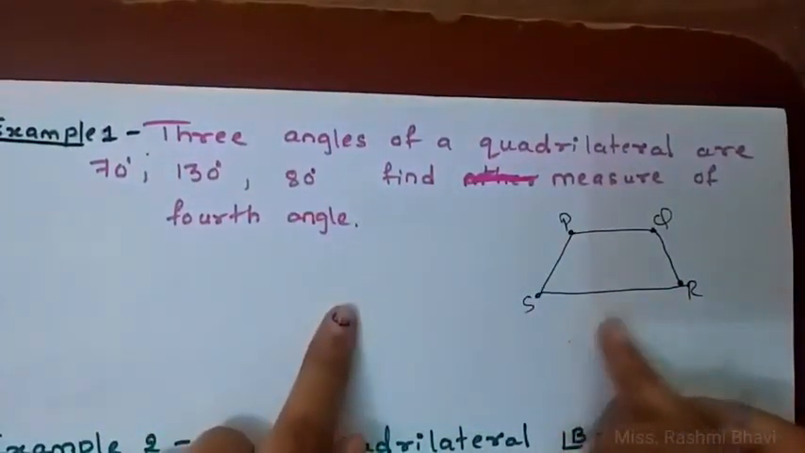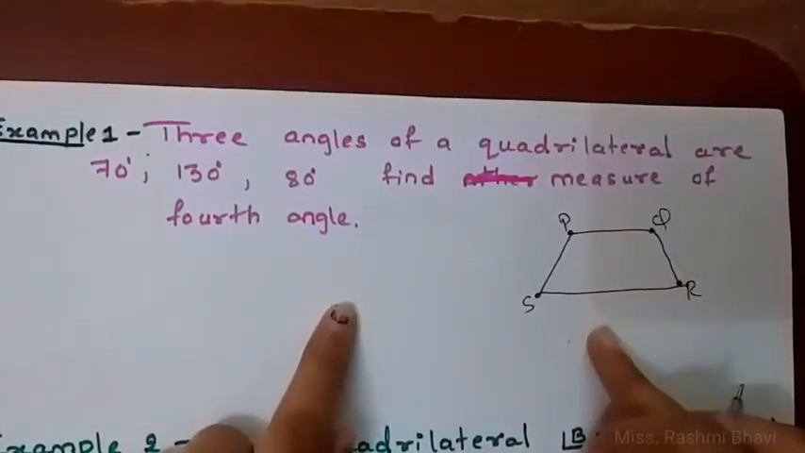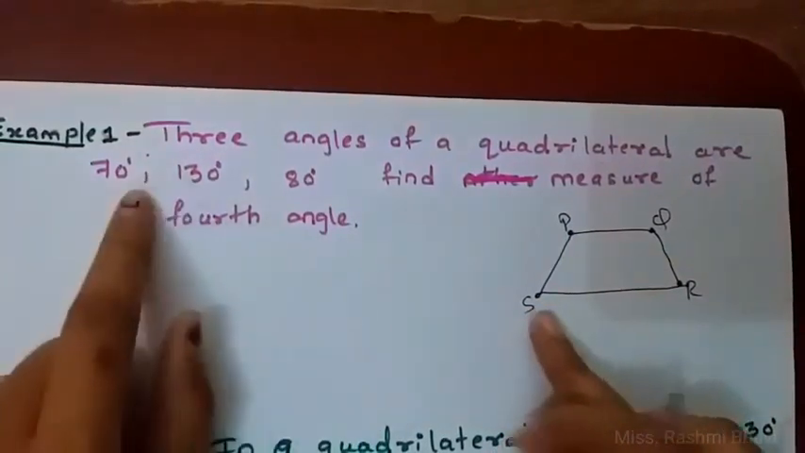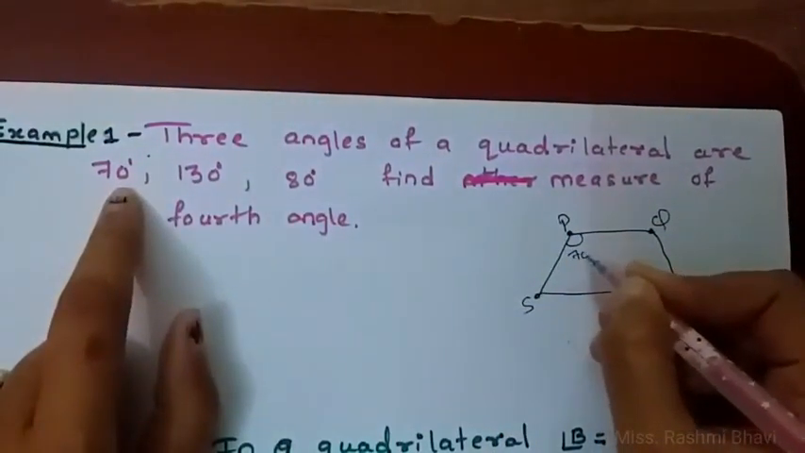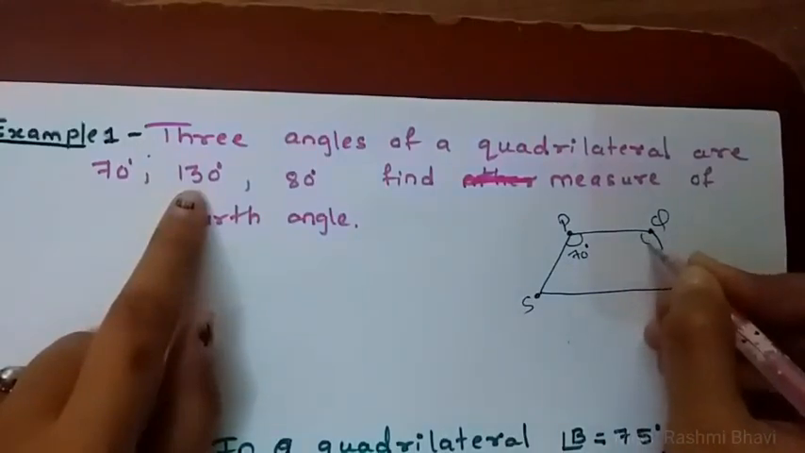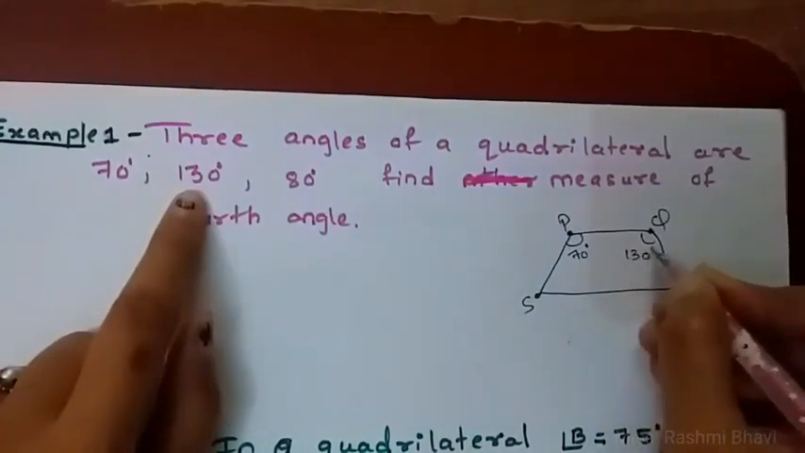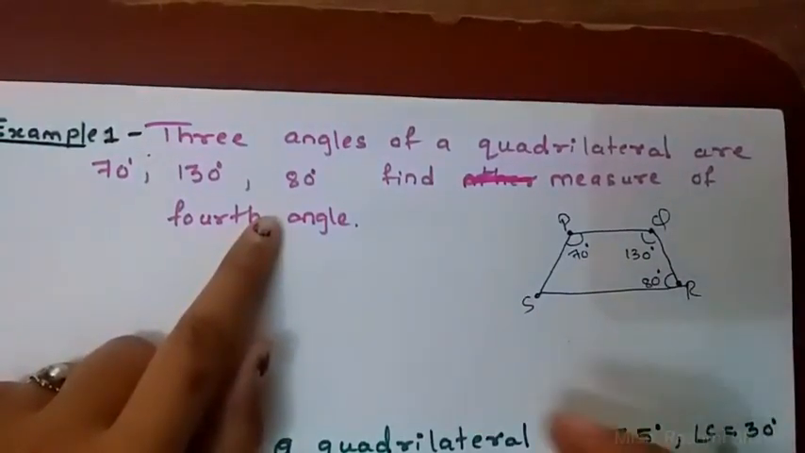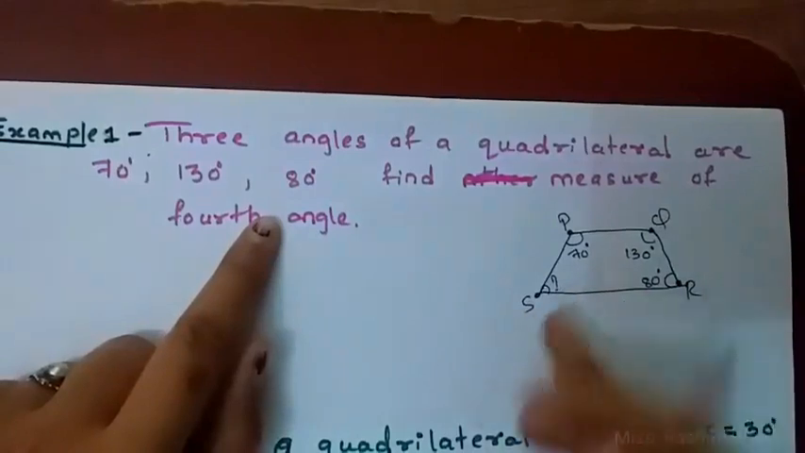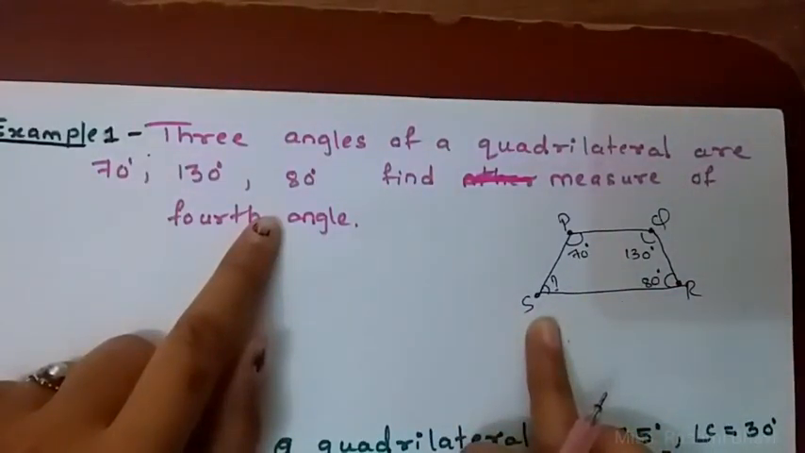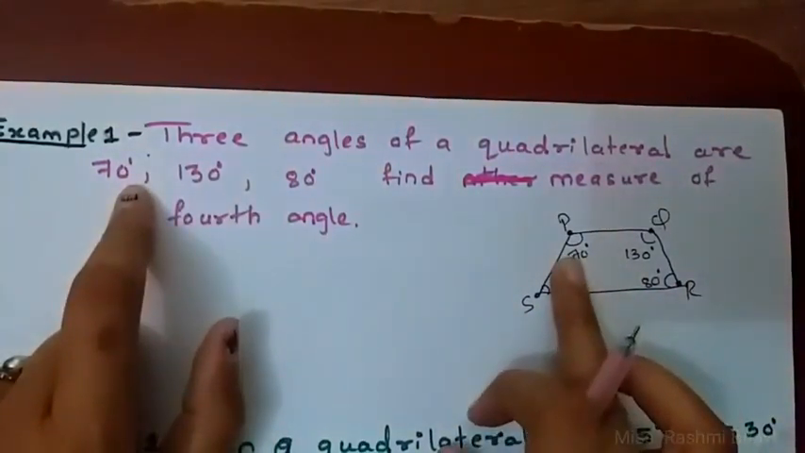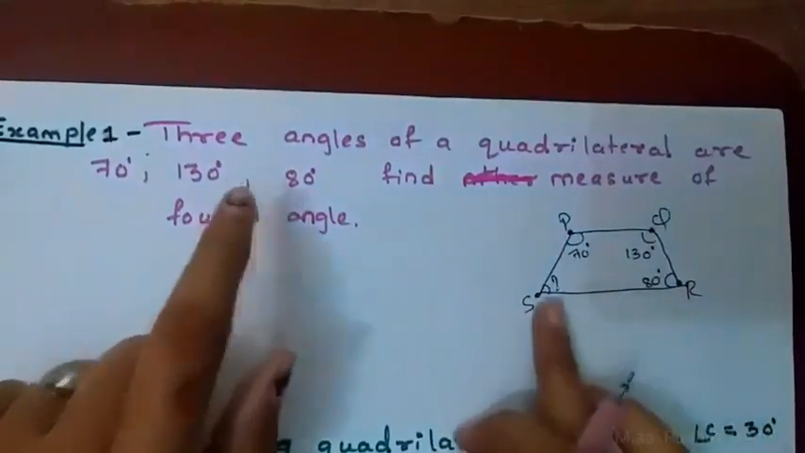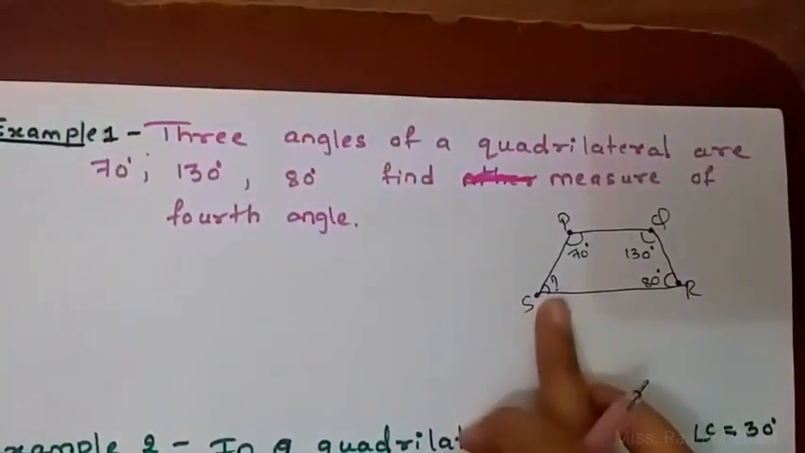So we know that in the quadrilateral we have 4 angles: angle P, Q, R, S. So first angle how much is given here? First angle P is 70 degree. Take P as 70 degree, Q as 130 degree, R as 80 degree. So we have to find the 4th angle, that is angle S. We have to find the angle S.